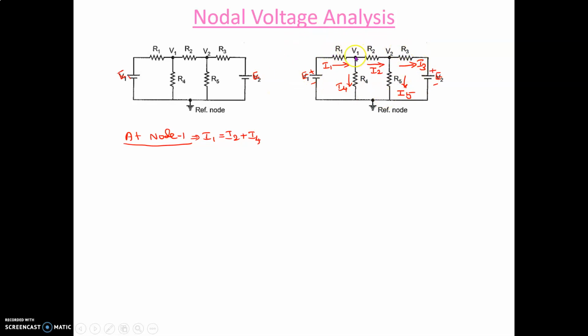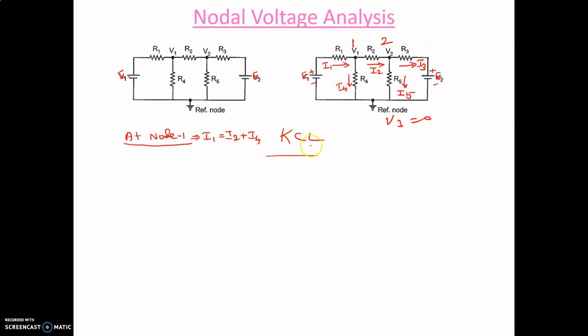First we have to write for this particular node. This is V1, my node number 1, with potential V1. This is node 2, with potential V2. This is V3, so the V3 potential is equal to 0. So at node 1, I have to apply Kirchhoff's current law.